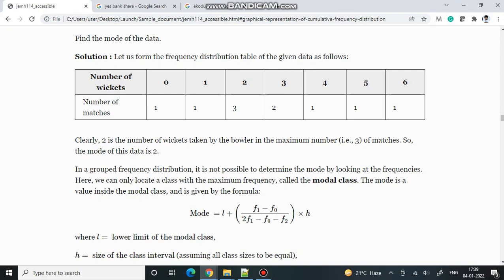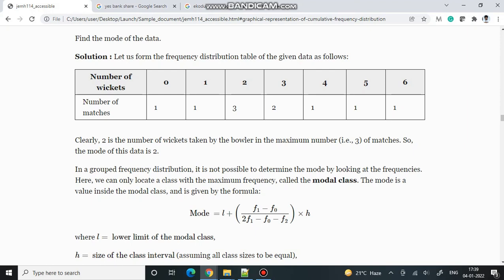So if I press the down arrow, "Mode is a value inside the modal class, and is given by the formula:" So the mode is a value inside the modal class and is given by the formula. We'll press the down arrow and it will start reading the equation. "Mode equals L plus left parenthesis start fraction F1 minus F0 over 2 F1 minus F0 minus F2 end fraction right parenthesis times H." So it read the complete equation.